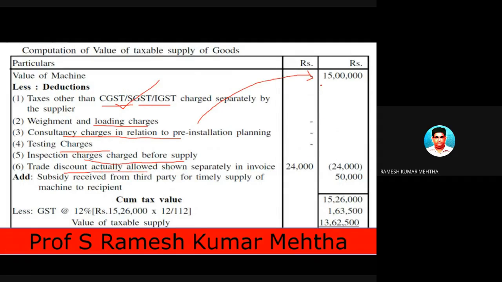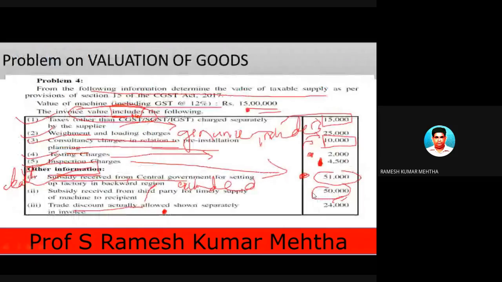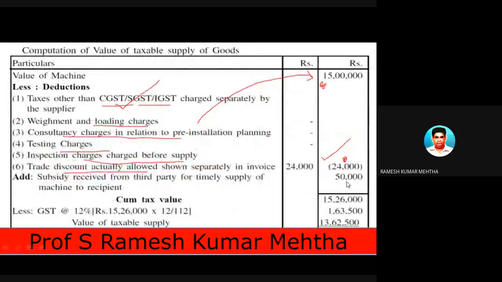Now trade discount. On this amount, 24,000 is not received. So this is an element of income which is not received, so we have to deduct it. Now look at this one. This 50,000 rupees which is given as a subsidy by a third party, apart from central government or state government, should be included. So this has to be added back. These other items need not be included and have been included. This particular discount should be deducted because we are not going to receive that much amount of money as far as the supplier is concerned.